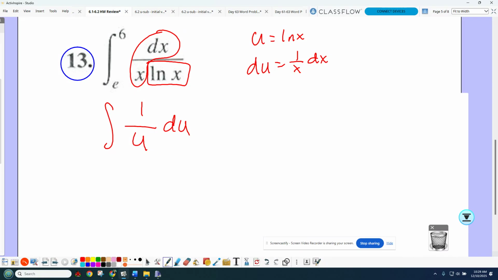Sophia, how do I deal with these guys? You plug them into ln x. Okay, so when x equals e, what is u? 1. Okay. And when x equals 6? Natural log of 6. Okay, gross.